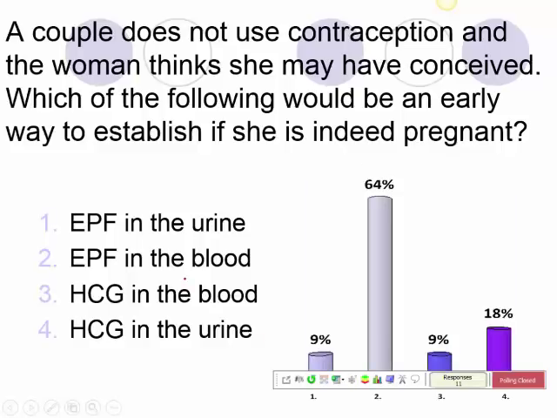Very good. EPF in the blood, not in the urine, and HCG in the urine it'll be in the blood, but it'll be passed out in the urine. This is formed much later after the trophoblast has formed and the placenta has formed. So this is formed much later.